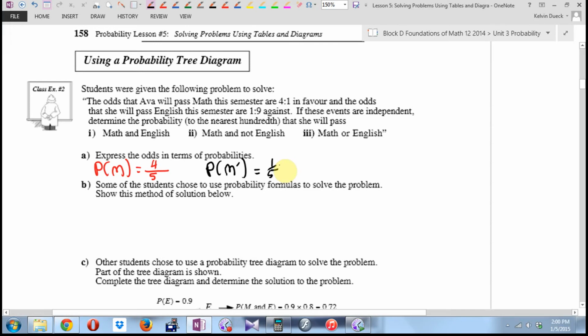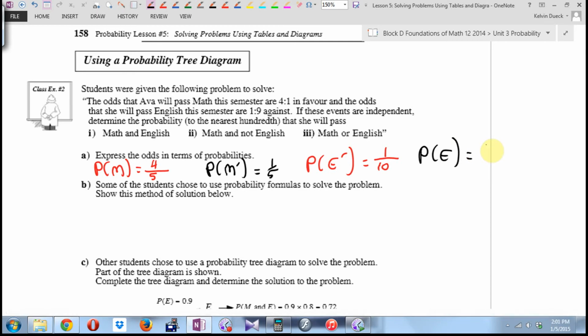Now, the English, they gave me odds against passing. What's the probability of not passing English? 1 out of 10. What's the probability of passing English then? 9 out of 10. Let me pause and let you think about that.